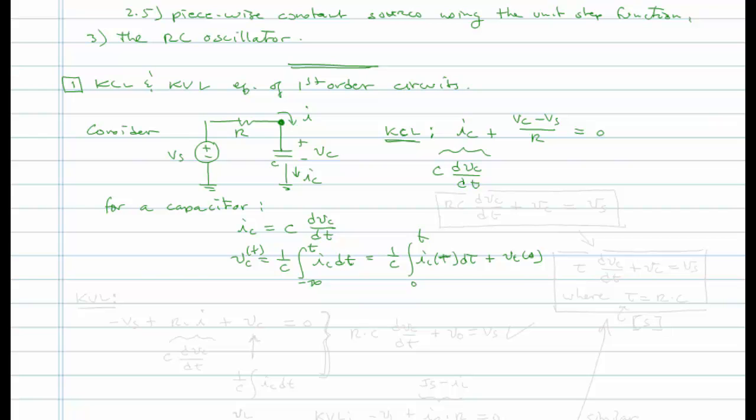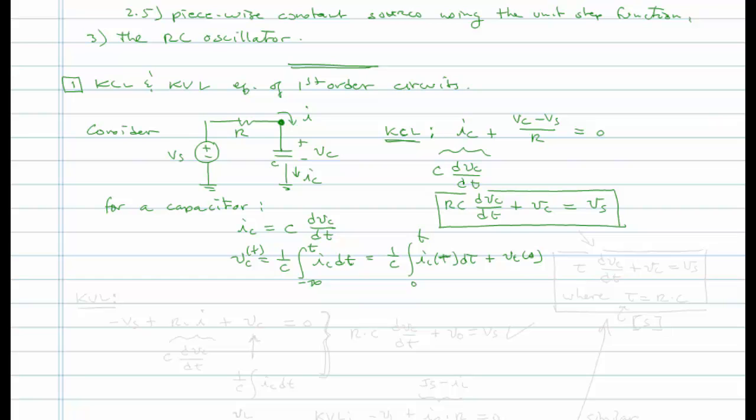So let me clean this up and put all the terms that involve the capacitor voltage on the left side of the equation, and I'll put all the other terms, which is just Vs, on the right side. Okay, and we have this equation here: RC, the resistance times the capacitance, times the time derivative of the capacitor voltage, plus the capacitor voltage, is equal to the forcing voltage.